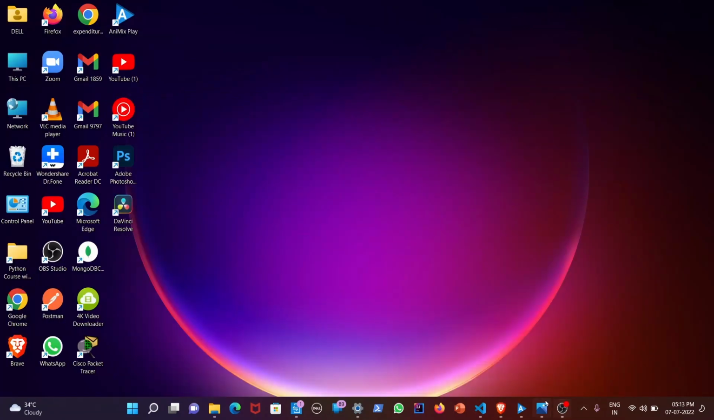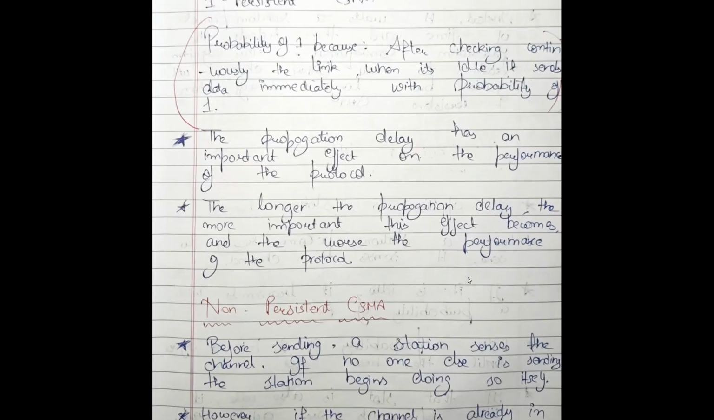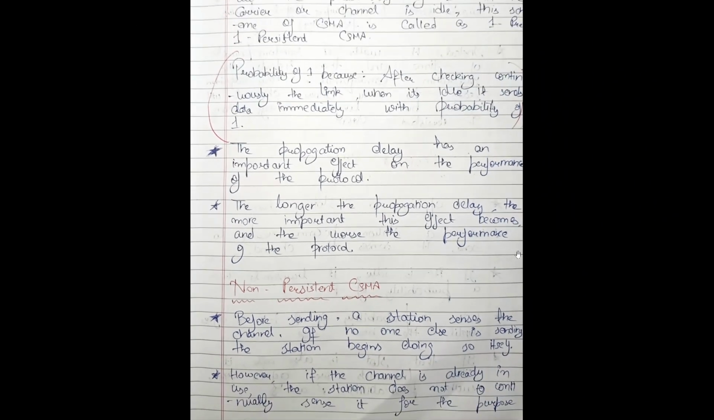Okay, coming back to our notes. So this was basically about one persistent CSMA. Now what is non-persistent CSMA? It is basically the same, just the difference here is that I told you earlier, in one persistent CSMA you are continuously going to scan whether this channel got free or not. Is this channel idle for me? Suppose in non-persistent CSMA, what happens is, if it finds out that this channel is not idle, then it is going to stop, and it is going to check that channel again after a random period of time.